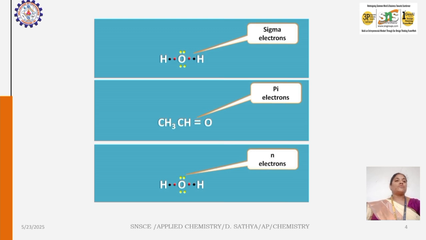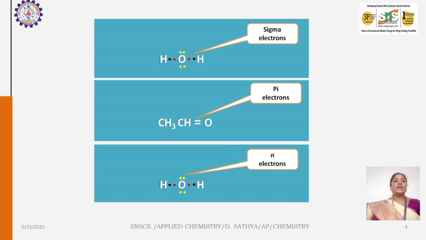So, three types of electrons are involved in electronic transition. One is sigma electrons, the second is pi electrons, and the third is n electrons. So, what are sigma electrons? Sigma electrons are simply those of a single bond. In a single bond, the s orbitals overlap to form a single bond. It's called the sigma electrons.